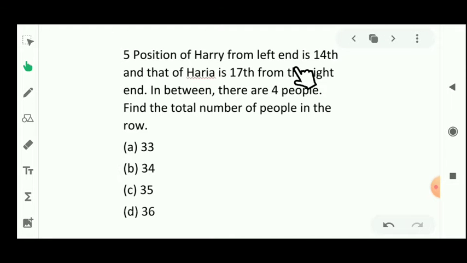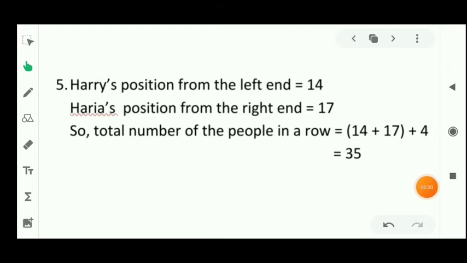The position of Harry from the left end is 14th. That of Harriya is 17th from the right end. In between there are 4 people. So find the total number of people in the row. These are the options which are given in the question.